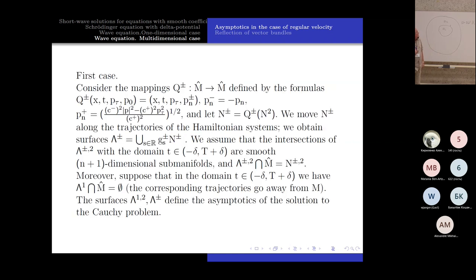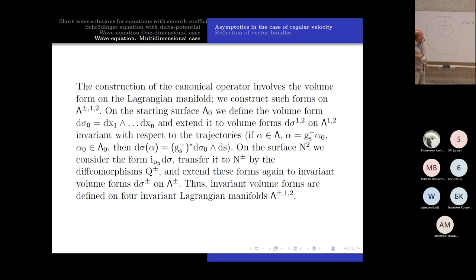Then we apply these two maps to the surface N, consider two surfaces, two manifolds which correspond to transmitted and reflected waves, and then shift these manifolds along the trajectories of the classical Hamiltonian systems, obtain invariant manifolds, and obtain on these manifolds the volume forms just by the same rule as in the previous case. These Lagrangian surfaces will define the asymptotic solutions of the Cauchy problem.